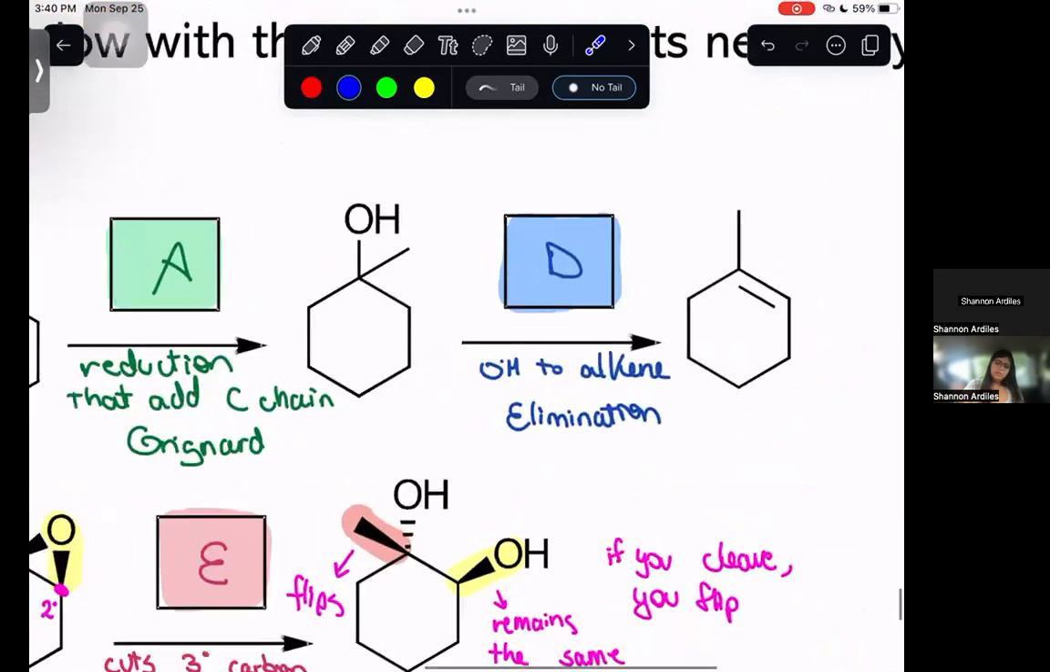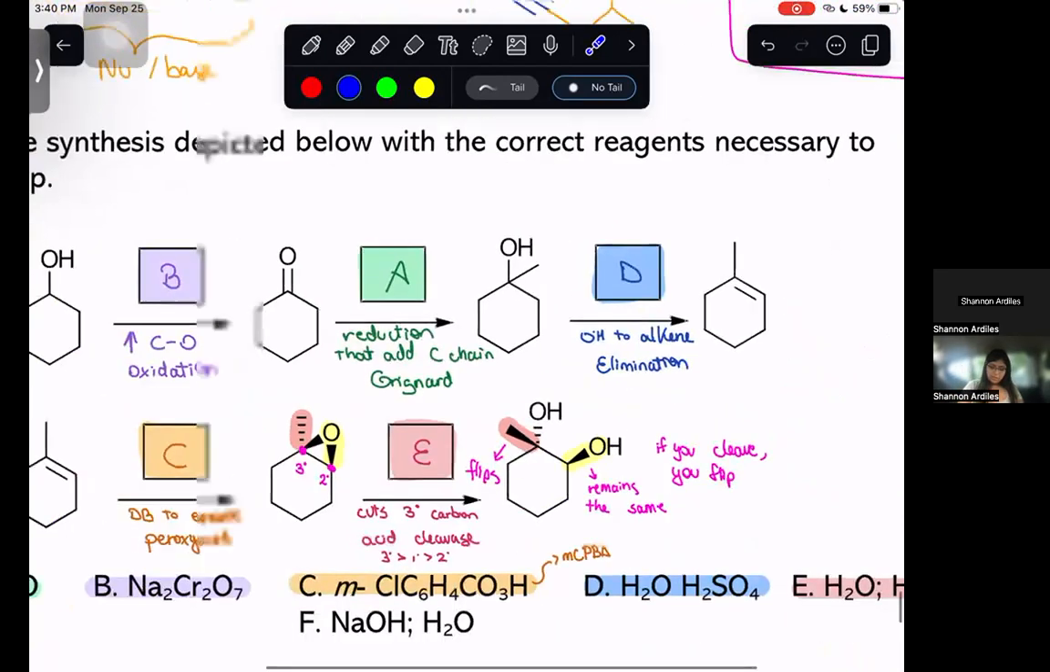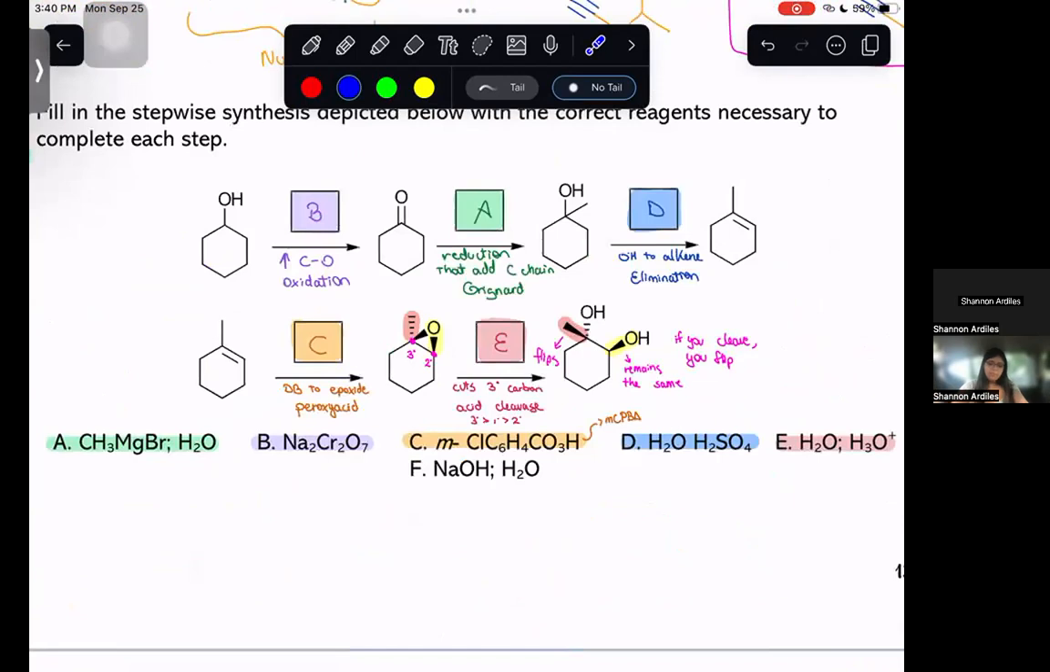Now, next one, tertiary alcohol to an alkene. I'm taking away hydrogens. That alcohol group is acting as the leaving group, so this should sound familiar from chapter 7: an elimination reaction. Now, the only reagent that you're given is going to be H2O with H2SO4. That's pretty much the only reagent you're going to see for elimination reactions at this point, so just keep that one in mind.